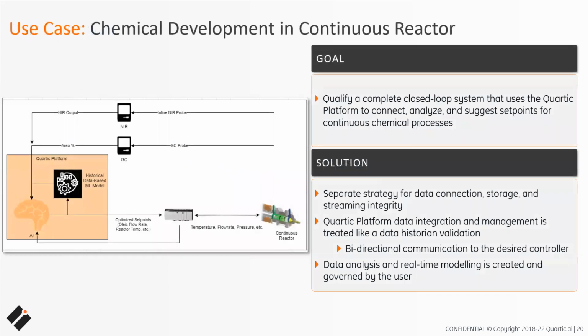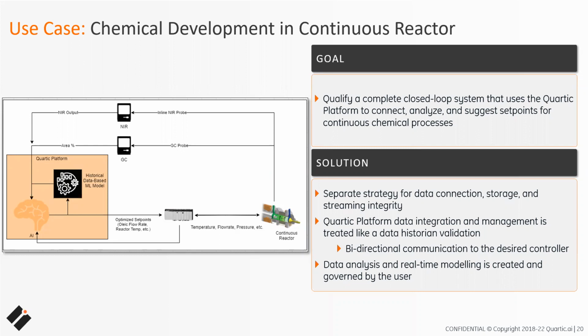So in this application, what we essentially have is a continuous reactor that is capable of producing multiple different recipes. Now, depending on the product in production, the customer needs to monitor its parameters and also validate the product quality using PAT equipment. This has to be done in real time, and we wanted to leverage a cloud environment to do so. So the ultimate goal became: could we qualify a complete closed loop system?